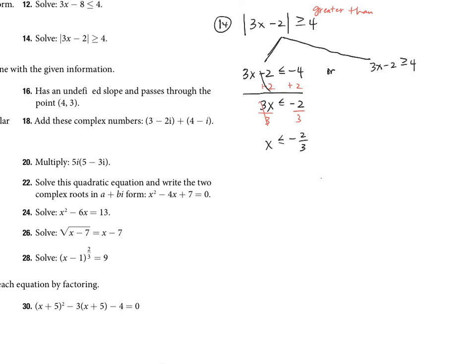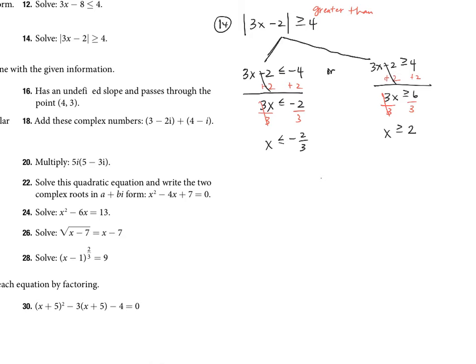So that's one part. Now we're going to solve the other one. So add 2 to both sides. So we have 3x is greater than or equal to 6. Divide by 3. So x is greater than or equal to 2. Remember, if you divide or multiply by a negative, you have to flip the inequality symbol. We haven't seen that yet, but keep that in mind.